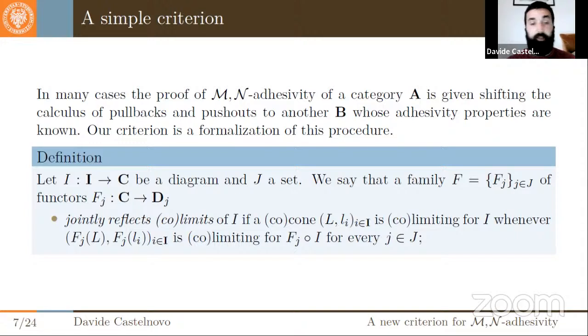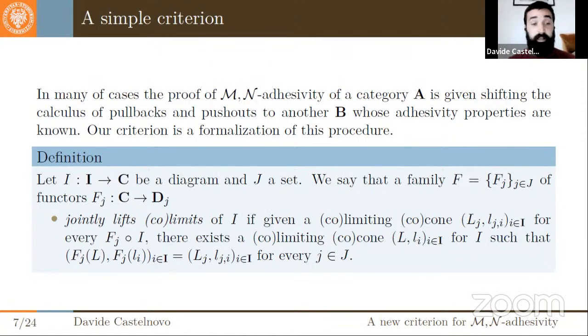For joint reflection, the story is the same. We say that a family of functors jointly reflects colimits if given a cocone such that every image is colimiting for the composition, then the starting cocone is colimiting for I.